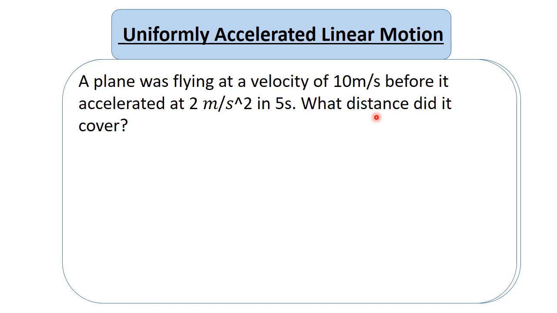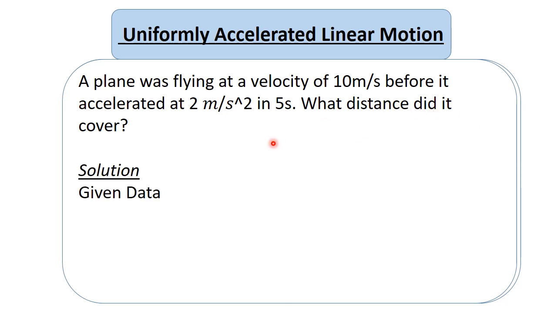The third example: a plane was flying at the velocity of 10 meters per second before it accelerated. It accelerated at 2 meters per second squared. This is supposed to be seconds squared, in 5 seconds. What distance did it cover? A plane was flying at a velocity of 10 meters per second before it accelerated at 2 meters per second squared in 5 seconds. What distance did it cover?